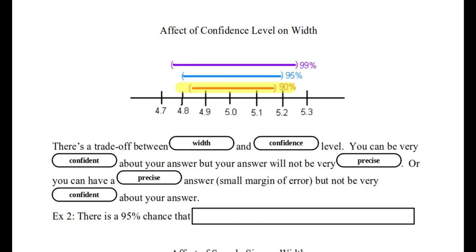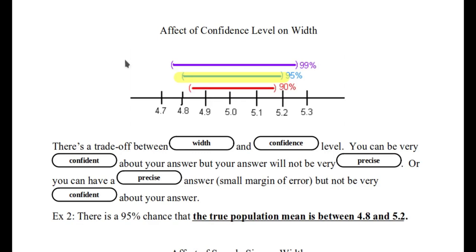That 90% confidence interval is smaller than the 99% confidence interval. So looking at this example, we can see that the 95% confidence interval lines up pretty well with those numbers on the number line there. So we could say that there is a 95% chance that the true population mean is between 4.8 and 5.2.